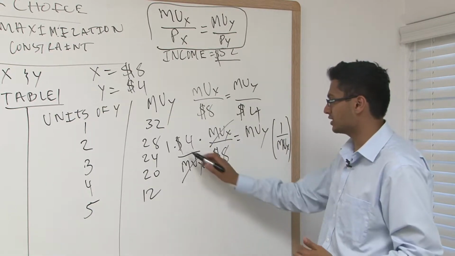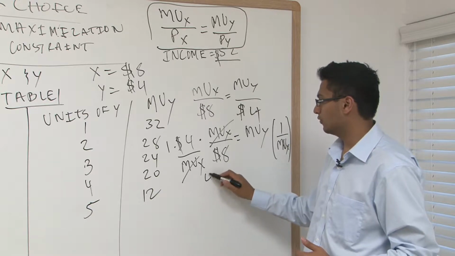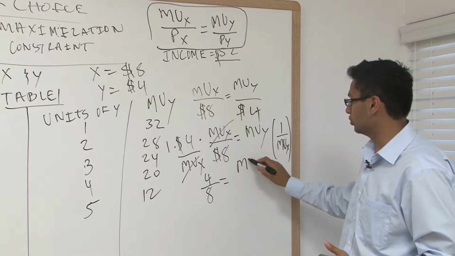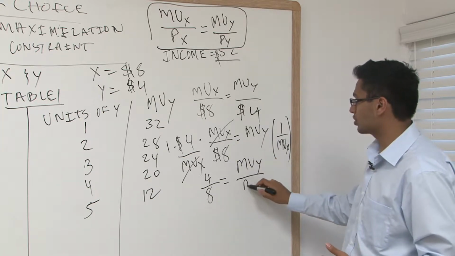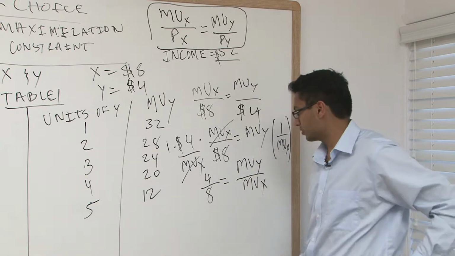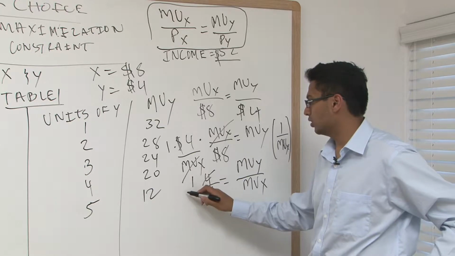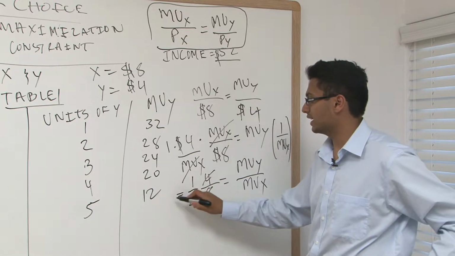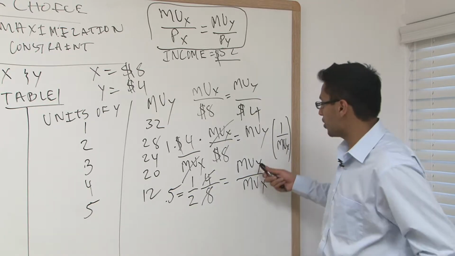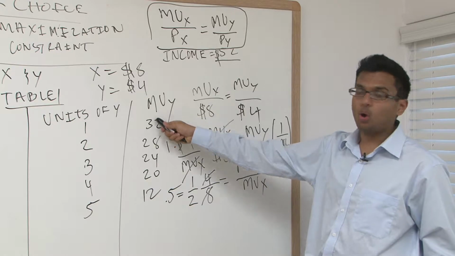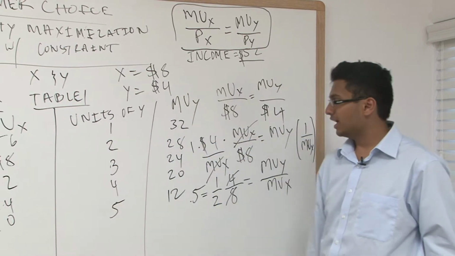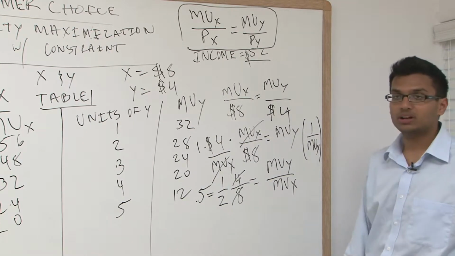On the other side, multiplying by 1 over MUX turns it into MUY over MUX. So I'm going to create a new equation. It says 4 over 8 is equal to MUY, the marginal utility of Y, over the marginal utility of X. That is 1/2, so I'm going to simplify this: 1 over 2, or the other way of saying it is 0.5. So this is saying the marginal utility of Y over the marginal utility of X is equivalent to 0.5.